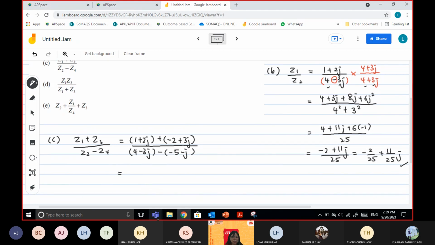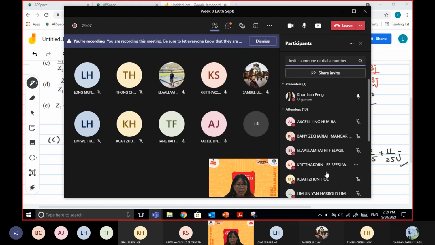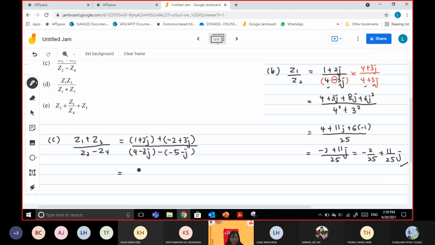Can I have a student let me know what the addition and subtraction are? This time I will ask from the bottom. Cheng Hao, what is the addition for the top? The addition part at the top. Minus 1 plus 5j. And the subtraction at the bottom? 9 minus 2j. Okay, correct. Thank you.